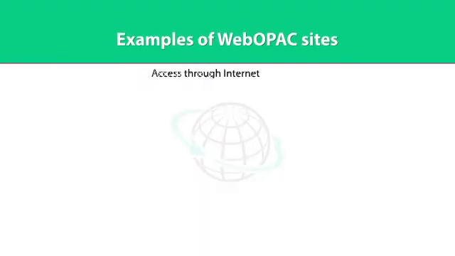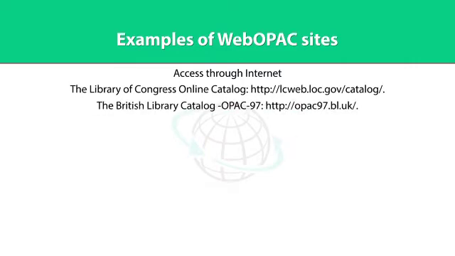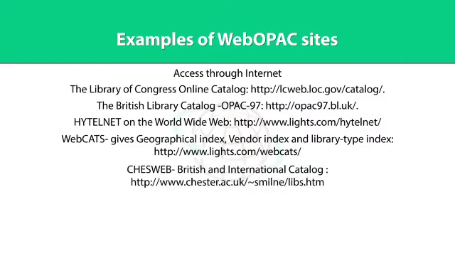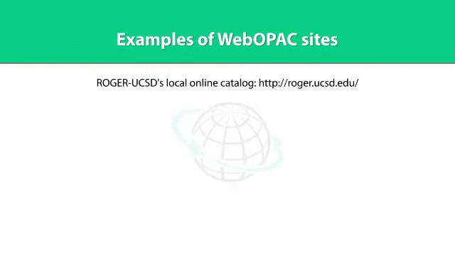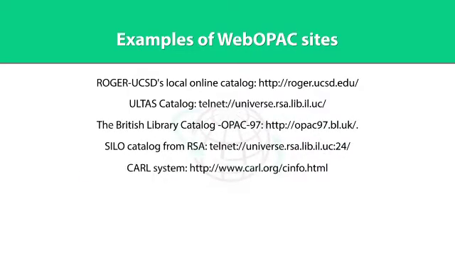These are some of the examples of the very popular webpacs like Library of Congress, British Library Catalog, HYTELNET, WebCats, ChessWave, Z39.50 Gateway, Rogers, UCSD, Ultras, Silo, and Carl. So these are some of the very popular webpac sites, and I would request all of you to please go through some of these webpacs.